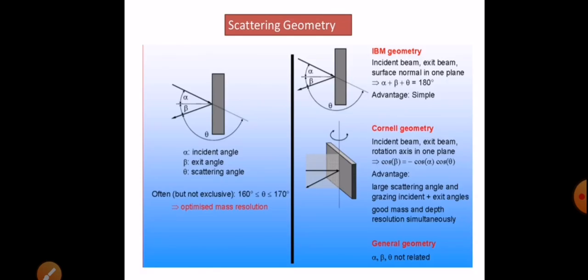Okay. Then what type of geometry is used here for Rutherford backscattering? Two types of geometries are often used: IBM geometry and Cornell geometry. In the case of IBM geometry, it is shown here that the incident beam, the exit beam, and the surface normal are in one plane.